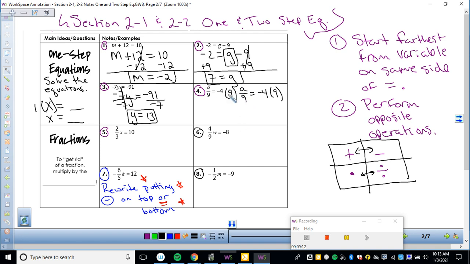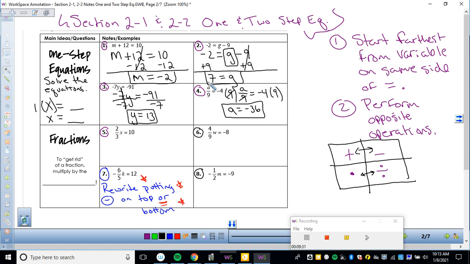And when we multiply by 9, we end up with 9 over 9, which is 1. So they cancel. And the coefficient in front of a is 1. So we get a equals negative 36. Negative 4 times 9 is negative 36. And we have solved our equation. Okay? So that's 4 examples of one-step equations. Any questions so far?